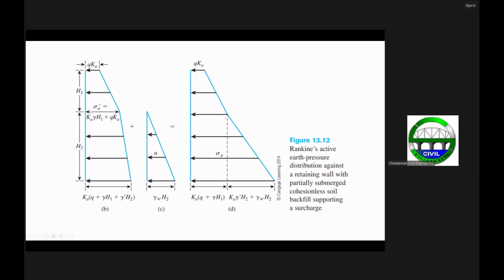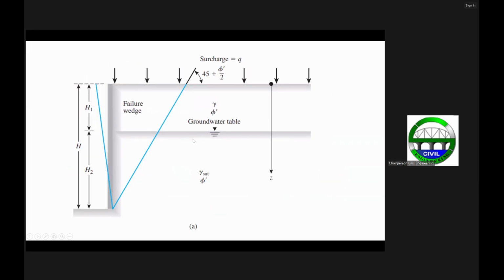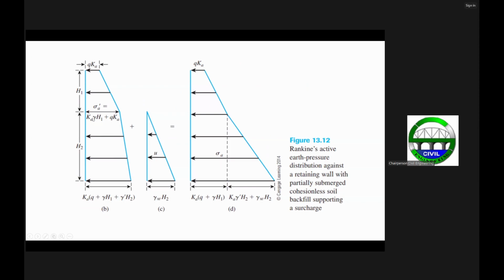Now, at a depth H sub 1, or until the groundwater level, you now have the surcharge plus the active earth pressure, equal to K sub A times the overburden pressure, or the overburden stress, equal to the unit weight times H sub 1. And that gives you this amount here, okay?